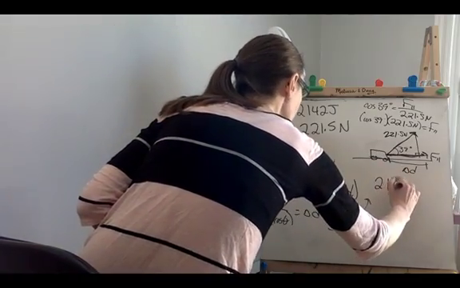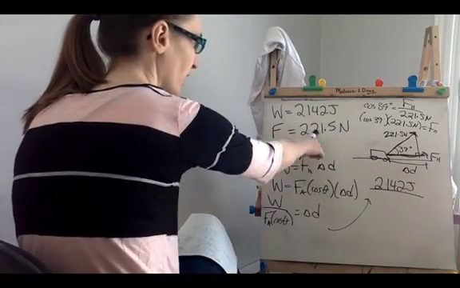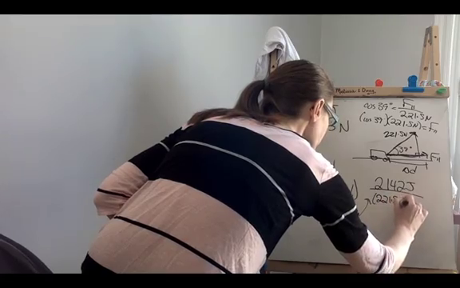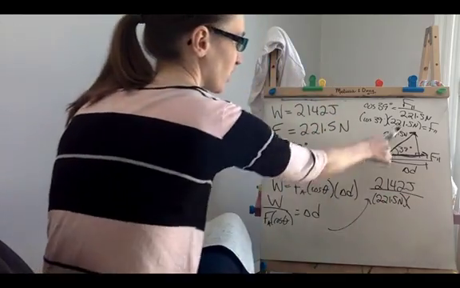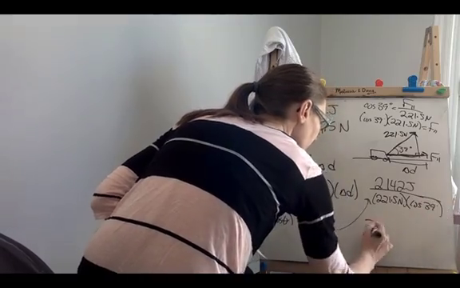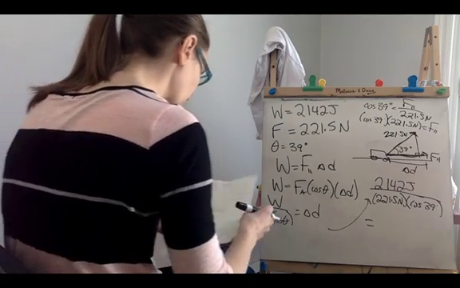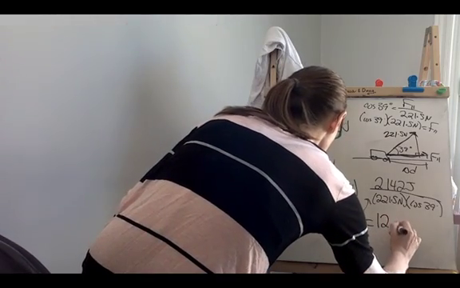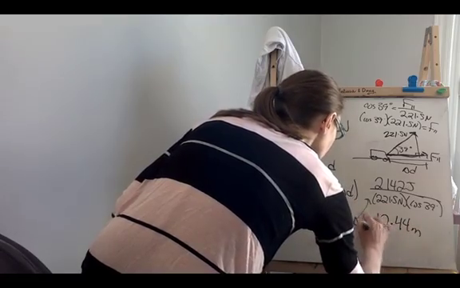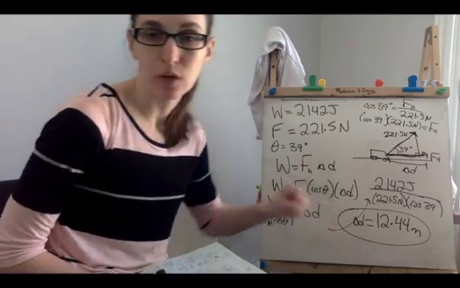So that's 2,142 joules being divided by the force applied, which was 221.5 newtons, multiplied by the cosine of 39 degrees, right? And we do that, we would get a value of our displacement. So doing that multiplication and division, we get 12.44 meters. Right, and again, we were able to have 4 sig figs, so we keep 4 here as well.